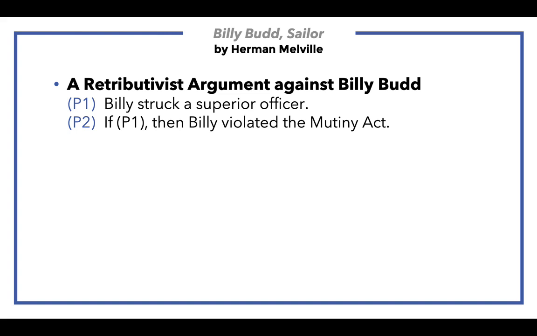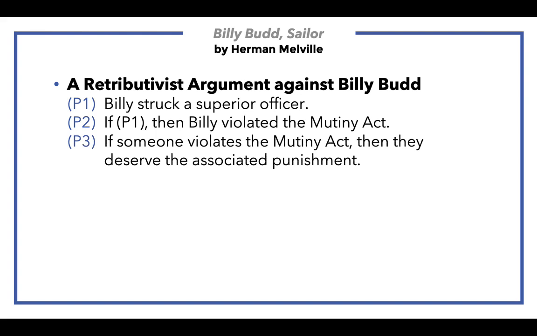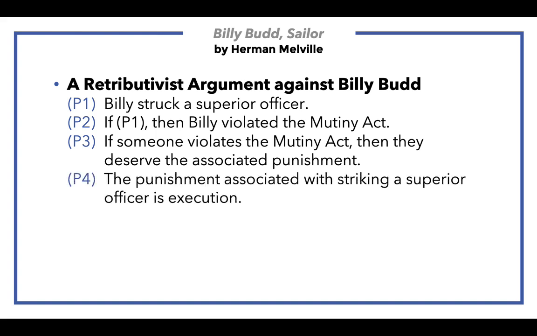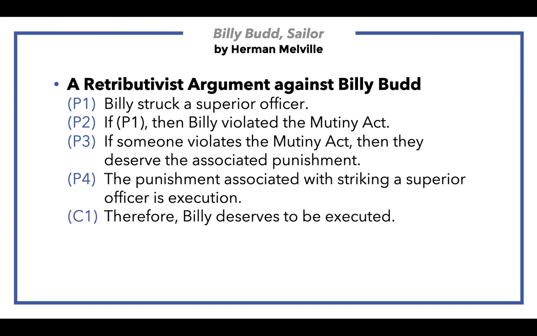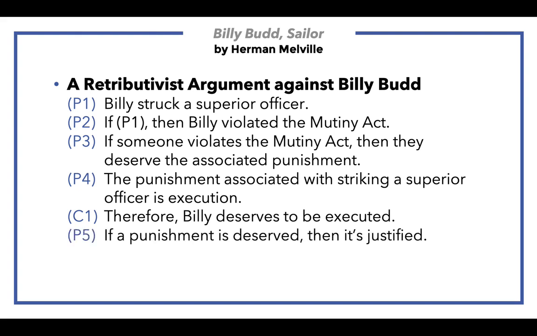Now, I'm going to skip the intermediate conclusions here because there are a number of them. From premise 1 and premise 2, we get something like: Billy violated the Mutiny Act. Premise 3, if someone violates the Mutiny Act, then they deserve the associated punishment. So Billy deserves the associated punishment. Premise 4, the punishment associated with striking a superior officer is execution. So Billy deserves execution, it looks like. That's an intermediate conclusion. Then we get premise 5, if a punishment is deserved, then it's justified. Conclusion, executing Billy is justified.